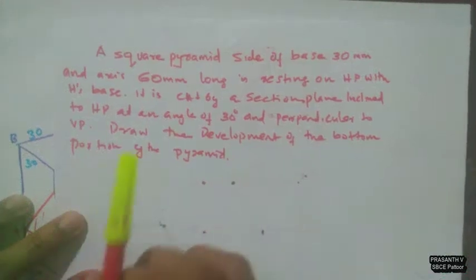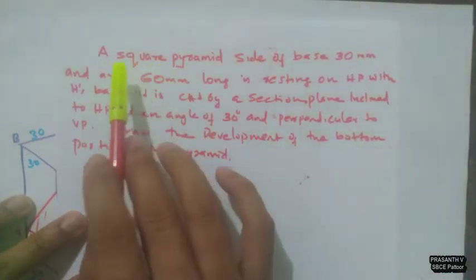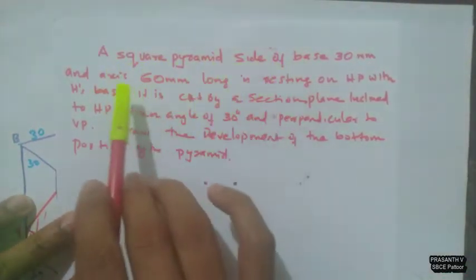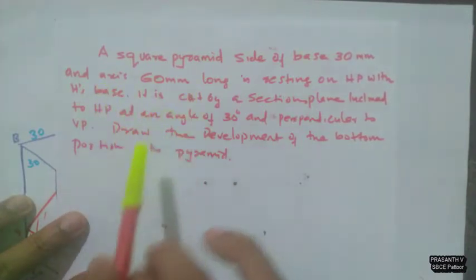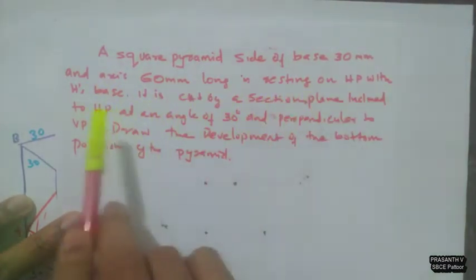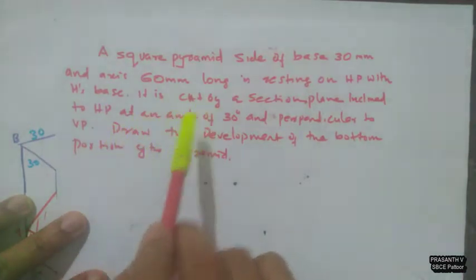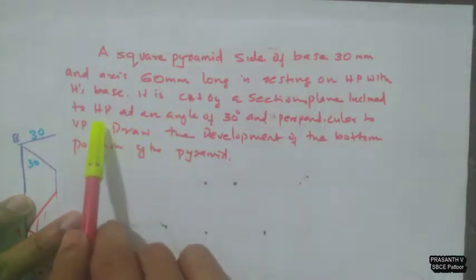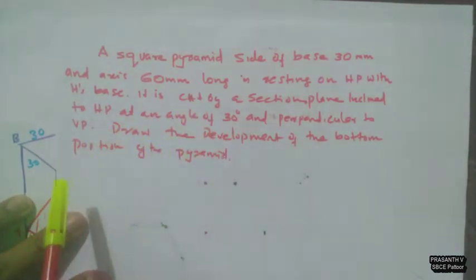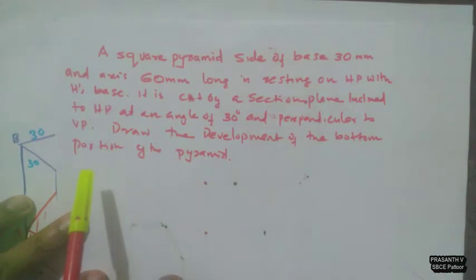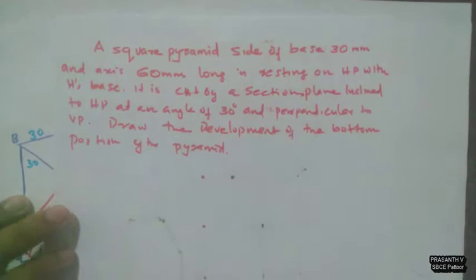Let's consider another problem. A square pyramid, side of base 30 mm and axis 60 mm long, is resting on HP with its base. It is cut by a section plane inclined to HP at an angle of 30 degrees and perpendicular to VP. Draw the development of the bottom portion of the pyramid.